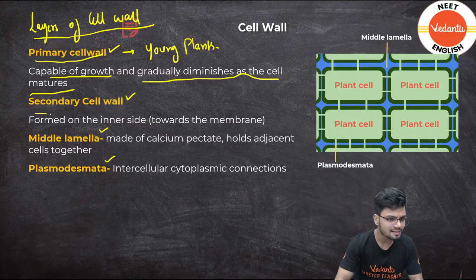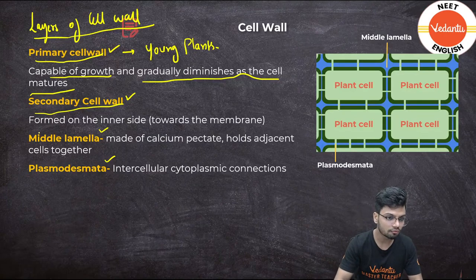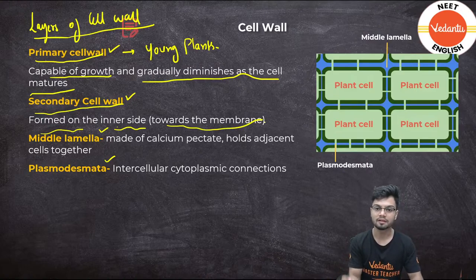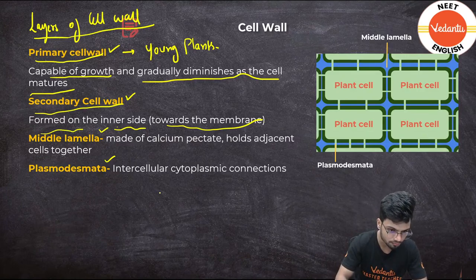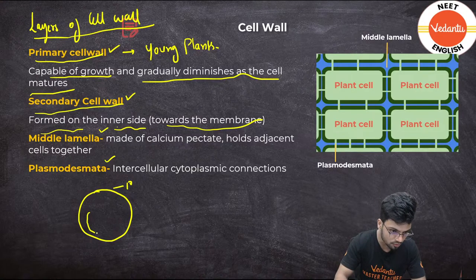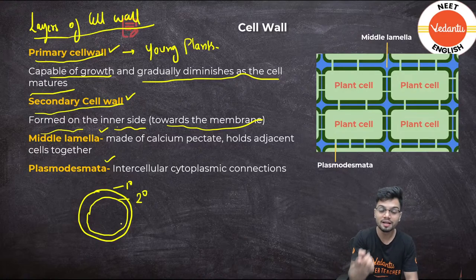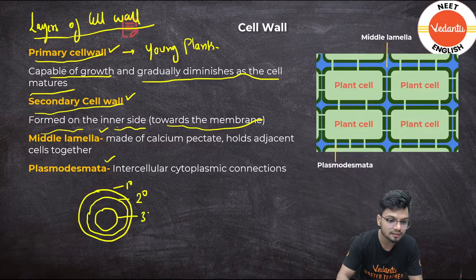Now, what about your secondary cell wall? The secondary cell wall is produced later on, formed on the inner side, next to the plasma membrane. That is, it is present inside the primary cell wall. Let me draw this for you. We have one cell here. The outer covering is the primary cell wall. Inner to the primary cell wall, we have the secondary cell wall. Inner to that, sometimes we can also have a tertiary cell wall.